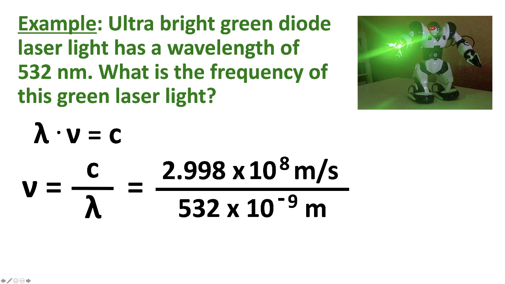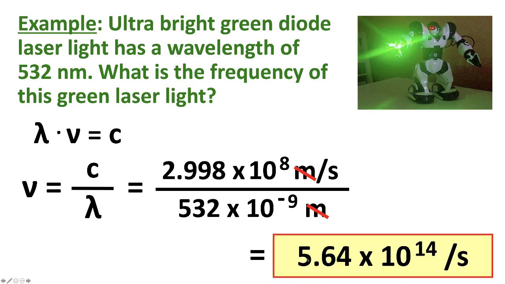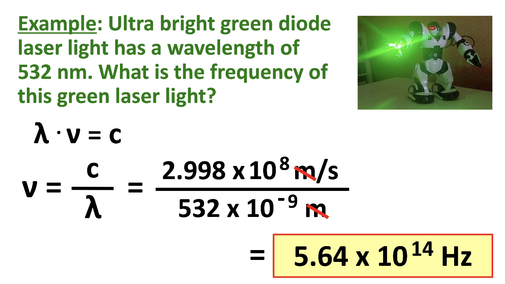C is 2.998 times 10 to the 8th meters per second. And lambda is 532 nanometers, but we need to convert this to meters, so 532 times 10 to the minus 9th meters, to ensure that our units work out nicely. So we get meters to cancel, and this gives us a value of 5.64 times 10 to the 14th per second. So that's 5.64 times 10 to the 14th oscillations of this wave every second. And it's worth noting that we also use the unit hertz, symbolized by Hz, for per second. So both of these answers would be fine.